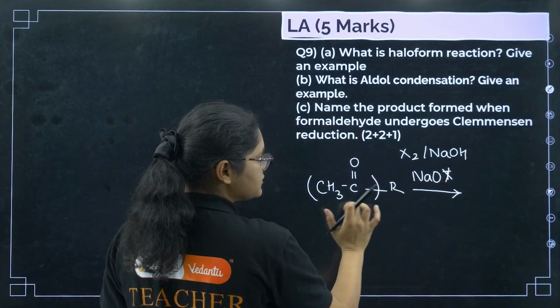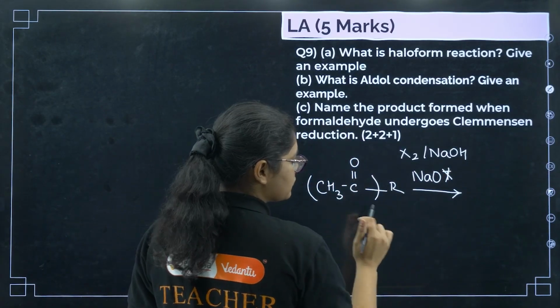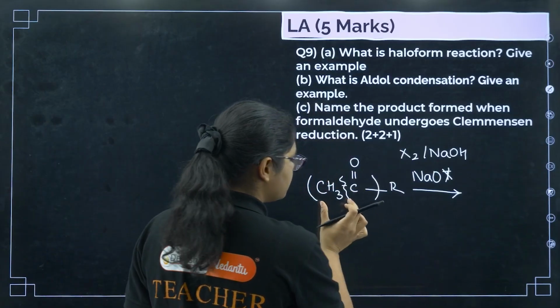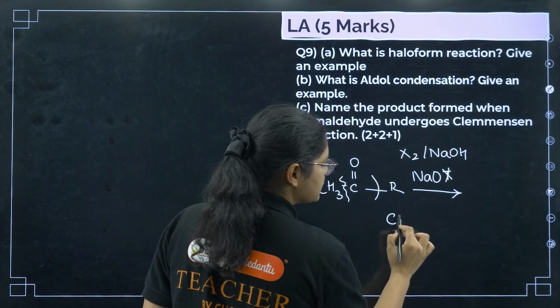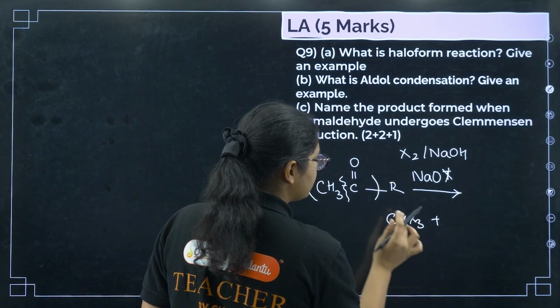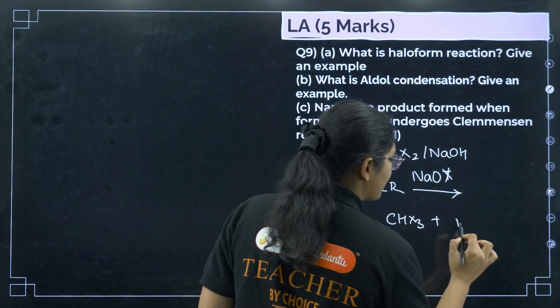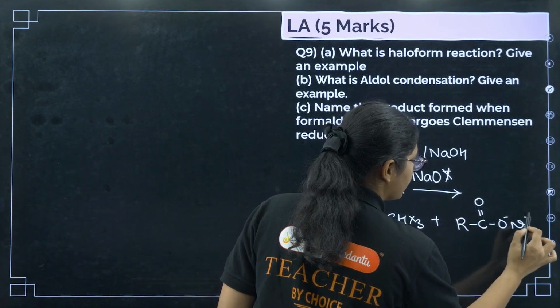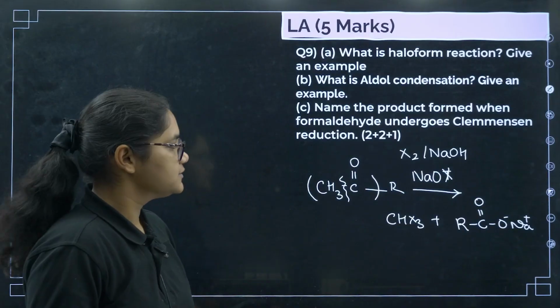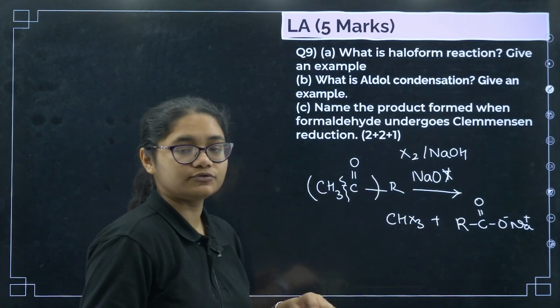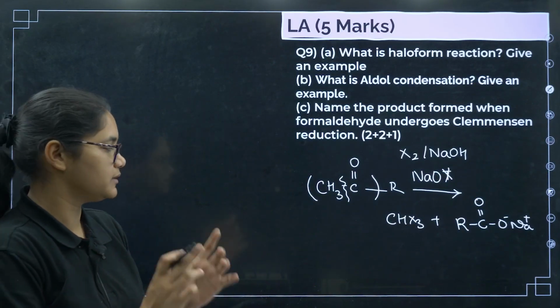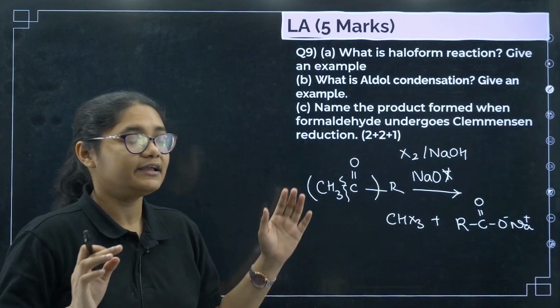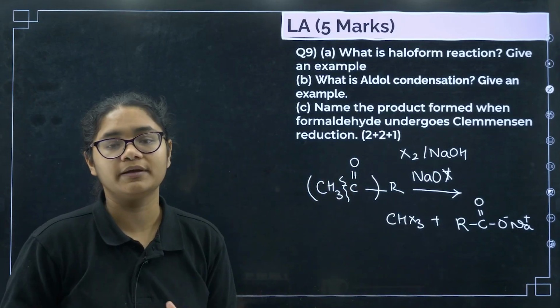This part breaks to give you a haloform, that is CHX3, and the rest of the part gets oxidized to an acid, that is RC double bond O, O minus Na plus. Clear? So this is very important and it is used for distinguishing also, but the main thing that you have to keep in mind is this CH3CO group should be there.